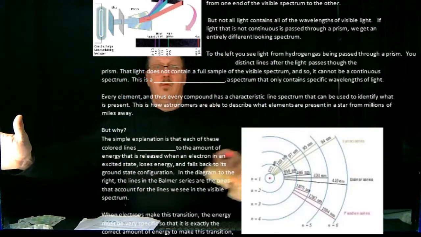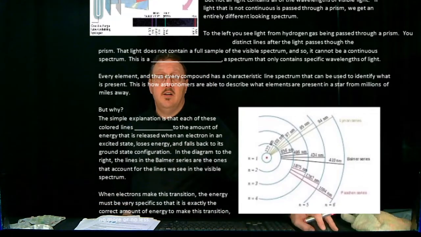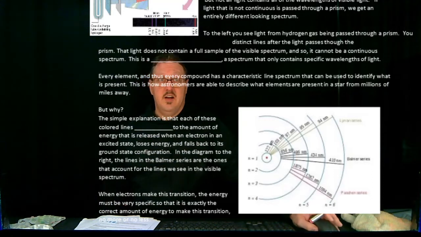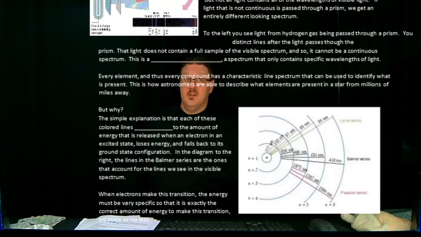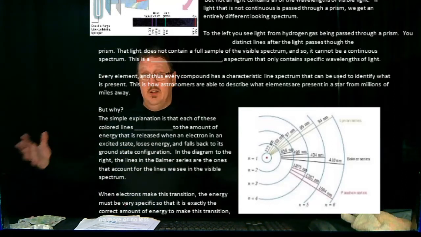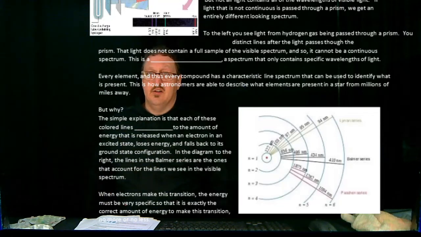Okay. So now, every element, and thus every compound, has these characteristic line spectrums that can be used to identify what's there. This is what astronomers are doing when they look at stars in space to try and figure out what's burning inside that star. It's kind of cool, actually. It's a really neat way to identify elements based on the light that they produce when those atoms are excited.